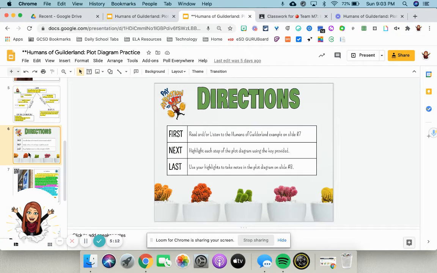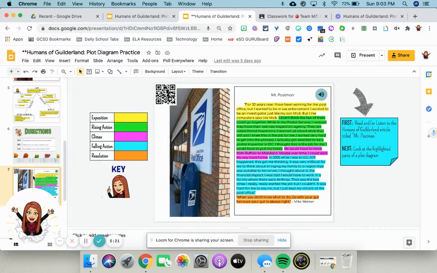So here's what you are going to do this week: practice with a new example that Ms. Fox and I found from another one of our students from last year. So here's a new example. This is called Mr. Postman. First, you need to read or listen to the whole thing before you do anything else. And if you want to listen to it, you can click this button. Ms. Fox recorded it for you so you can listen.